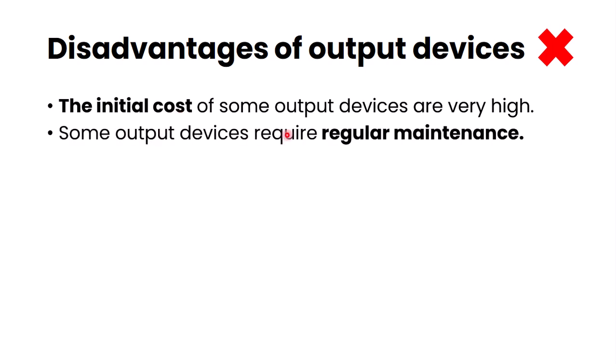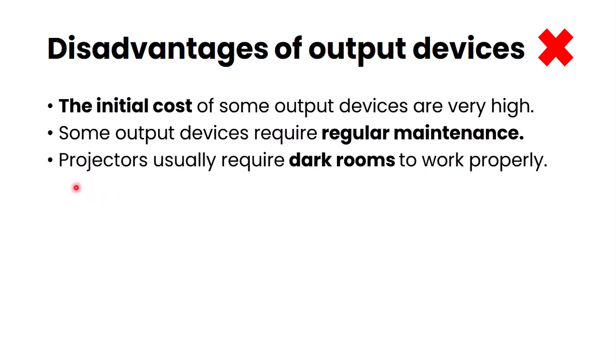And then some output devices require regular maintenance. You have to maintain them, send them to the repairer so that they will do some work on them over and over again, and that is also a disadvantage. Projectors usually require dark rooms to work properly. If you have a bright day and you're trying to project something, it becomes very difficult to see. So we usually use them in dark rooms, where we can see what we are presenting very clearly.